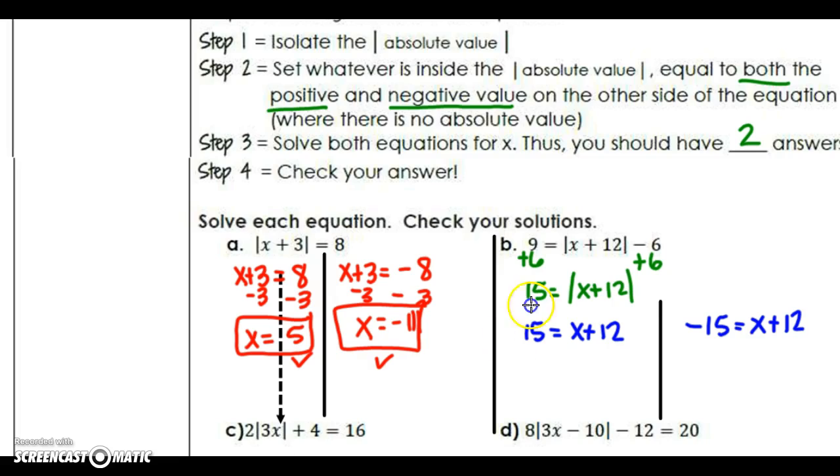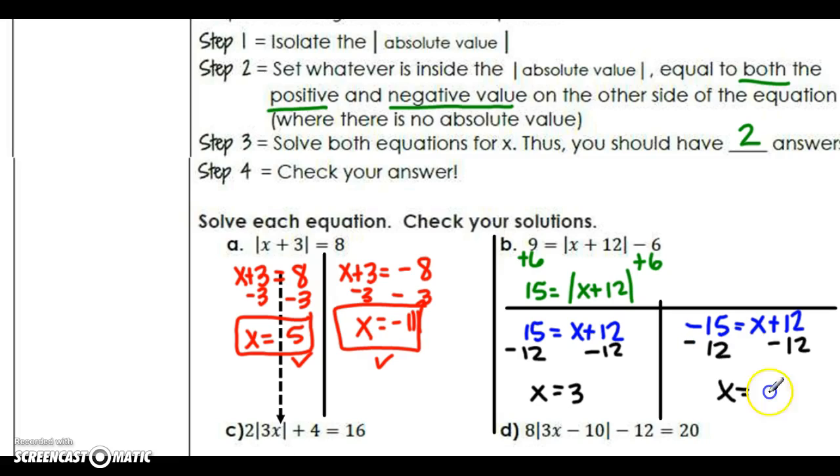So we're going to solve both of these. Just kind of split things off here so we can see both our equations. So to solve, we want to subtract 12, and x equals 3. Again, go ahead and plug it back in up above to the original to check and see if it truly is a solution. X equals negative 27.